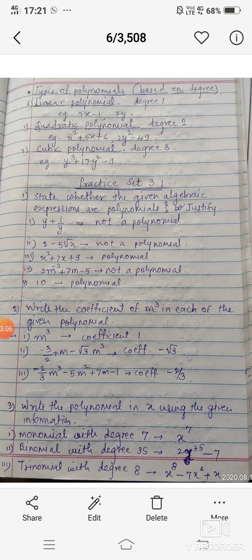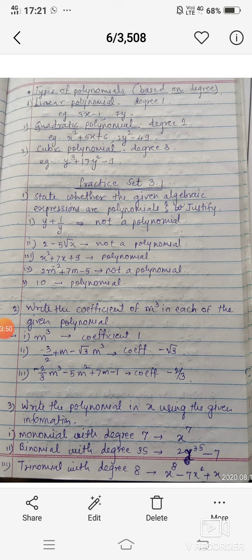Next, types of polynomial based on degree. First is linear polynomial. If the degree of a polynomial is 1, then it is called a linear polynomial. For example, 3x minus 1, 7y. Quadratic polynomial: a polynomial having degree 2 is called a quadratic polynomial. For example, x square plus 5x plus 6, 2y square minus 49. And the third type is cubic polynomial. If the degree is 3, then that polynomial is called a cubic polynomial. For example, y cube plus 17y square minus 9.